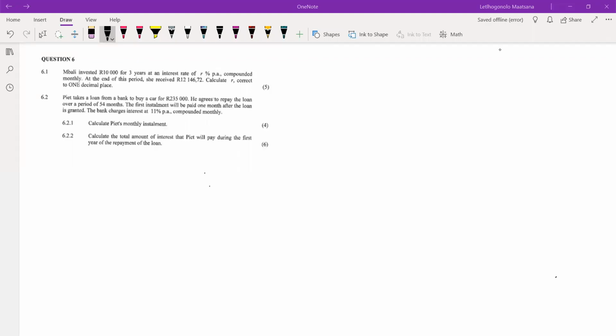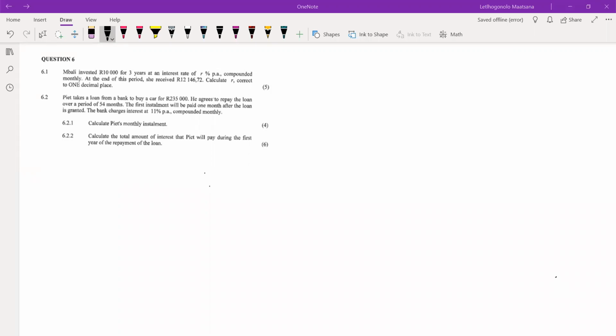6.2.2 reads, calculate the total amount of interest that Pete will pay during the first year of the repayment of the loan. Now, when we make payments to loans, the payment does not only go into reducing the amount of the loan that we took, but it also goes into paying interest. So that's why you would see sometimes the amount of money you pay does not correlate with the money that is subtracted from your loan.